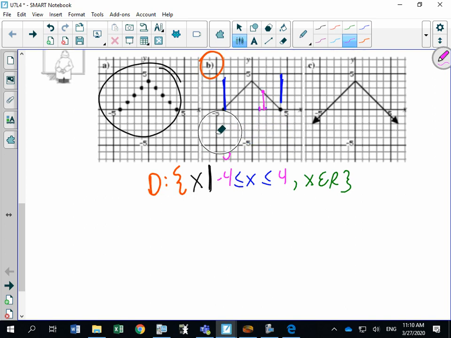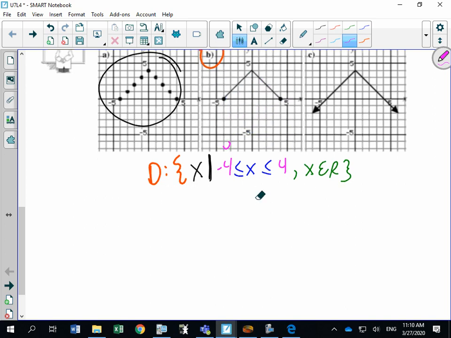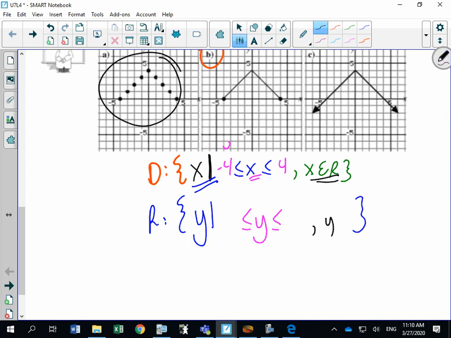Okay, let's look at range. So range is our y values. And you always start with your fancy bracket. Okay, now you're going to tell your reader that you're dealing with range. So instead of writing x is such that, you write y is such that. Then remember, we're going to do our inequality signs. But instead of having x in the center, because we're dealing with range, we're going to have y in the center. And then we're going to do comma, y ∈ ℝ, because y could be a decimal.